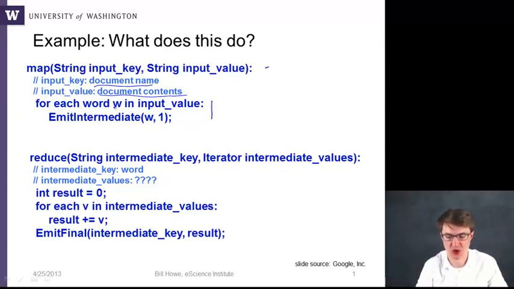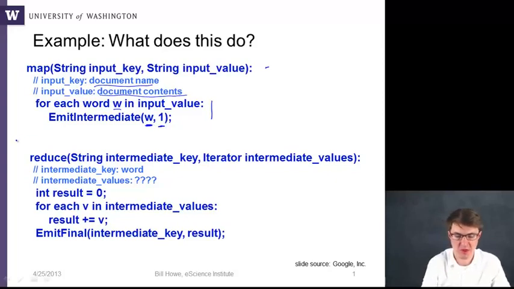It says, well, for each word W in the input value, so this assumes that somehow you can iterate over all the words in the text of the document without really specifying how. Then emit a key value pair where the key is this first element, which is the word, and the value is the number 1. Okay.